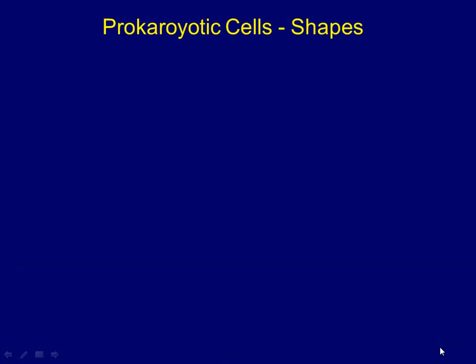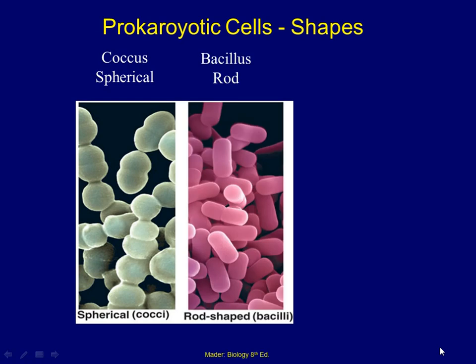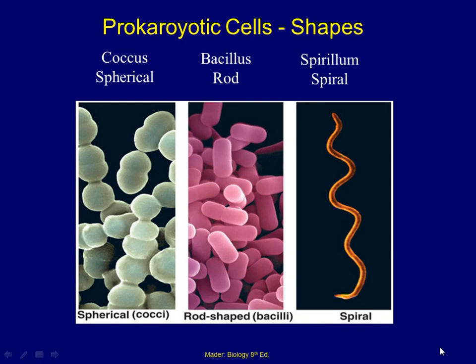Prokaryotic cells come in 3 generalized shapes. Okay? They are either coccus or cocci, which is spherical. They can be rod-shaped, which is bacillus, or they can be spiral-shaped, that we call spirillum. So 3 generalized shapes, and there are some variations of these, but 3 generalized shapes: round, coccus; rod-shaped, bacillus; and spiral, spirillum.